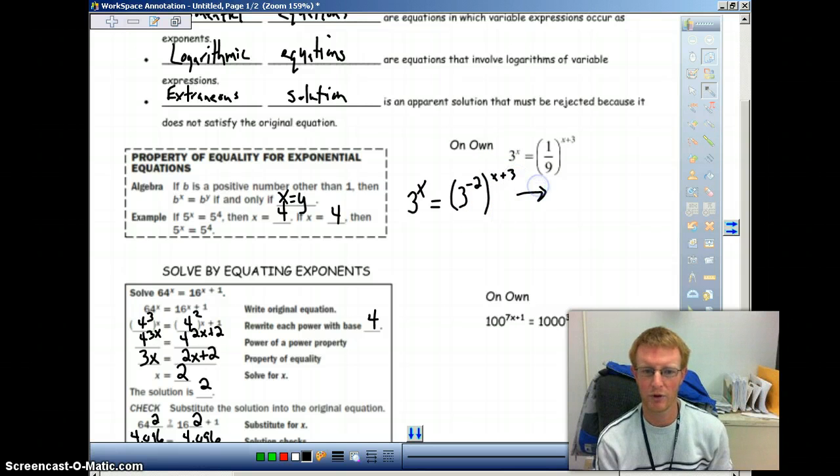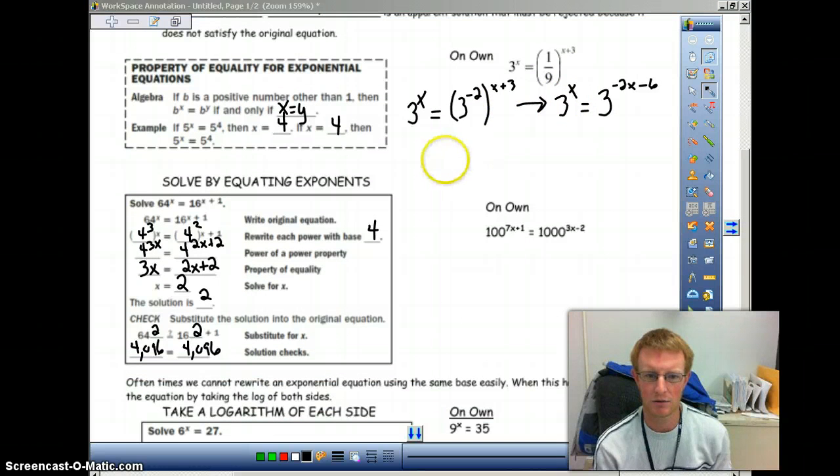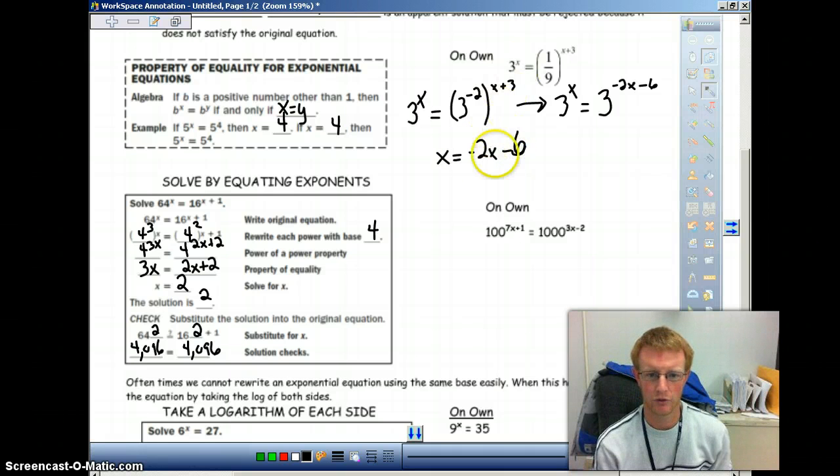So again, when we rewrite this, it'll be 3 to the x equals 3 to the negative 2x minus 6. What I did was I took negative 2 and multiplied it by both of these. I distributed. So now, because we have a base of 3 on both of these, it'll be x equals negative 2x minus 6. So now we add 2x to both sides. We get 3x equals negative 6. Divide both sides by 3, and we get x equals negative 2.